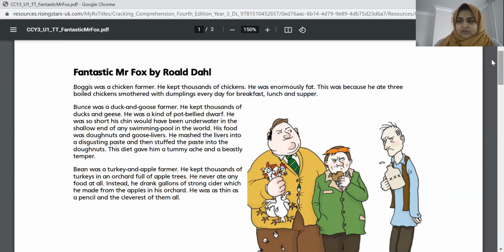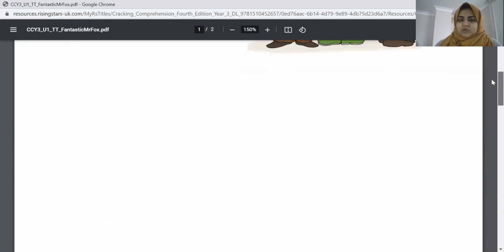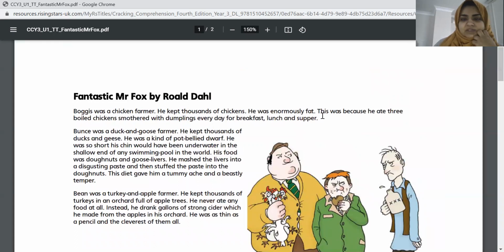Okay, fantastic. So the question was, why was Boggis so fat? We know this paragraph here is where Boggis is spoken about, and it says Boggis was a chicken farmer. He kept thousands of chickens. He was enormously fat. This was because he ate 3 boiled chickens smothered with dumplings every day for breakfast, lunch, and supper. So what did you write down for the answer? The answer to question number 1 is he is fat because he ate 3 boiled chickens smothered with dumplings for all his meals.